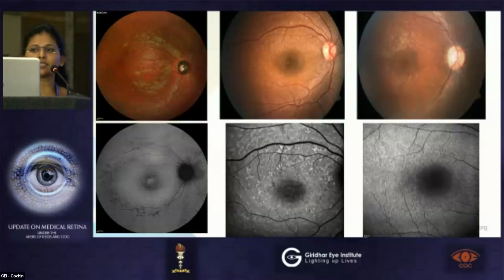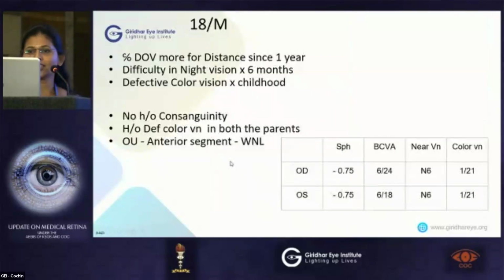So, first of all, these are three different cases. These are the color fundus photos and autofluorescence images. Based on this clinical picture, can you make out what the diagnosis is? Okay, proceed. So we'll move on to the first patient.